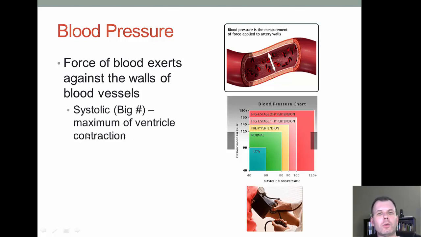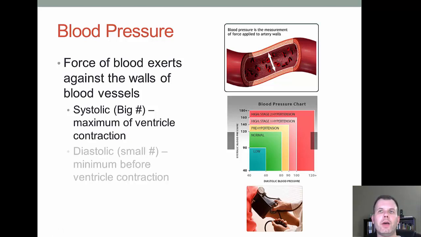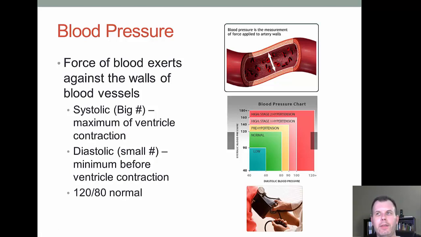Okay, you have two numbers. You have the systolic, which is basically the maximum ventricular contraction. That's the big number, okay? That's the one that typically ranges between 90 and 120 for a normal blood pressure. Then you have the diastolic, which is the small number, which is 60 to 80. So the normal blood pressure most people are shooting for is 120 over 80. That is a very normal blood pressure.